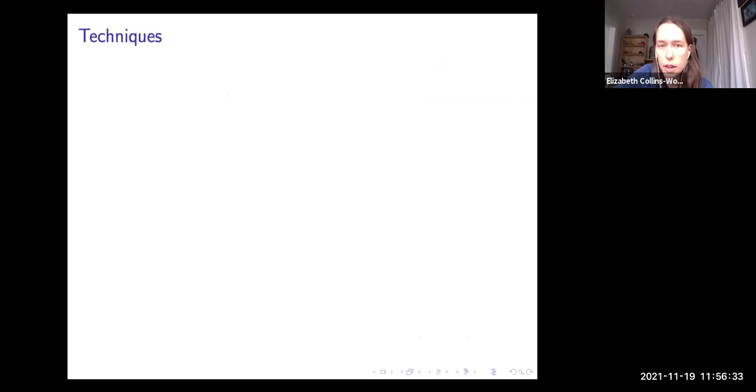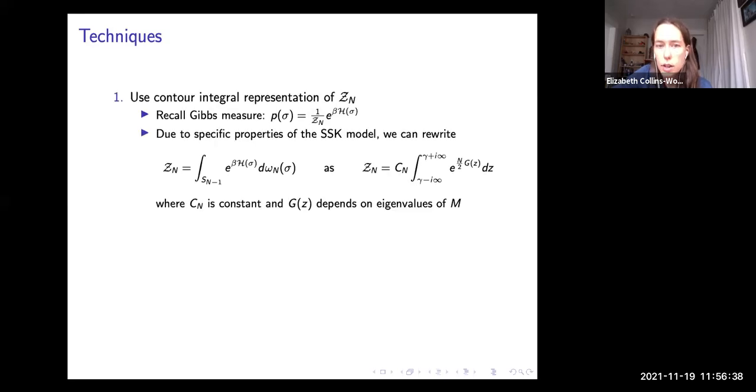I want to just very briefly give you a little information about the techniques that we used. So the first ingredient is a contour integral representation of the partition function. Recall the Gibbs measure, it's got this Zn in the denominator, and a priori that is a surface integral on an n sphere. And it depends on all of the entries in the matrix. So that would be a very complicated thing to compute. But due to special properties of the SSK model, we can actually rewrite that as a contour integral in the complex plane. And it has a function that depends only on the eigenvalues. This is something that's much more feasible to compute.